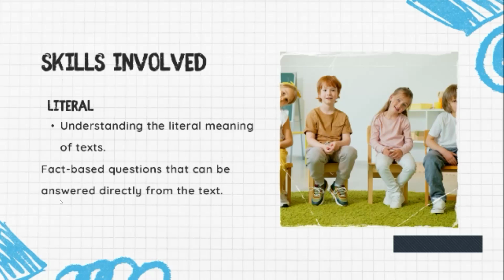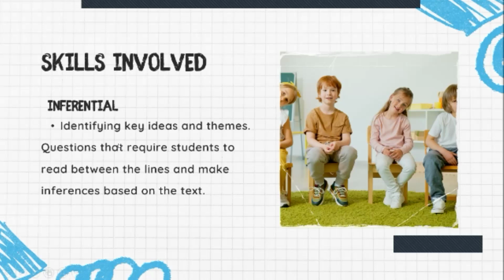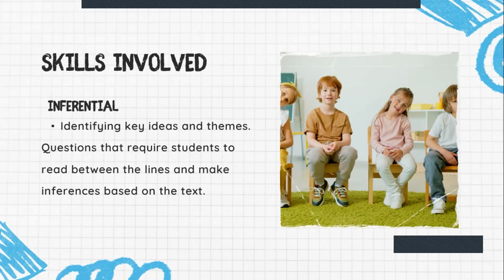Because it's given in the text and there is no special skill required to answer the question, right? So it's simply direct recall of facts from the text. That's one level of skill. The other one is inferential, and this tends to suffer when our children have not been taught how to think.